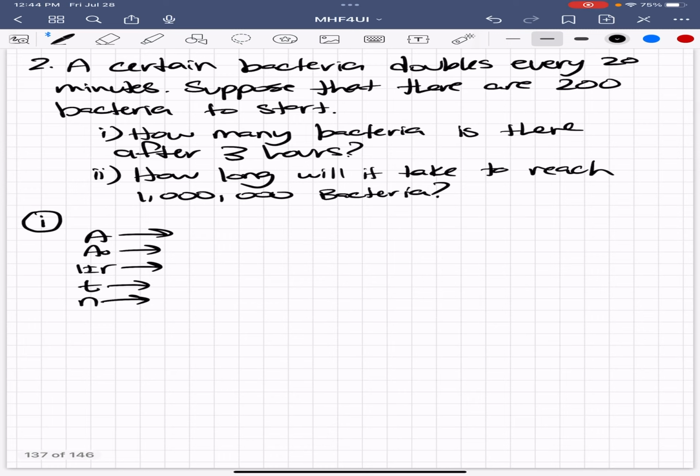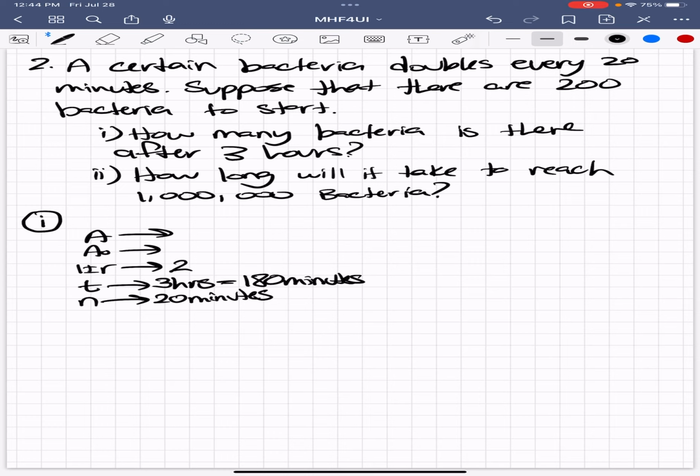So, how many bacteria are there after 3 hours? Our time elapsed is 3 hours. Our growth or decay time is 20 minutes, and those are different units. So I'm going to do 180 minutes because it's 3 hours, 60 minutes in an hour. 60 times 3 is 180 minutes. We have 1 plus and minus r, and it doubles. So 1 plus minus r is going to be 2.